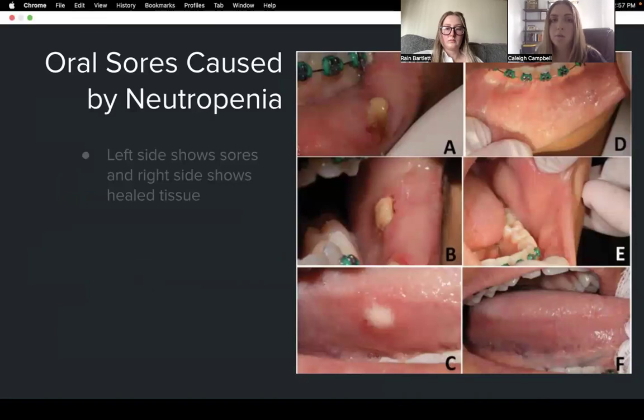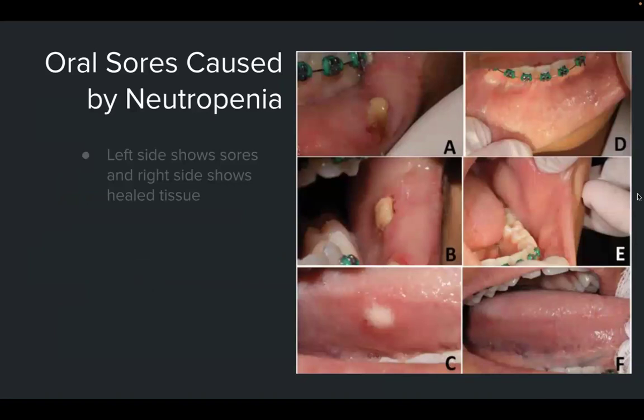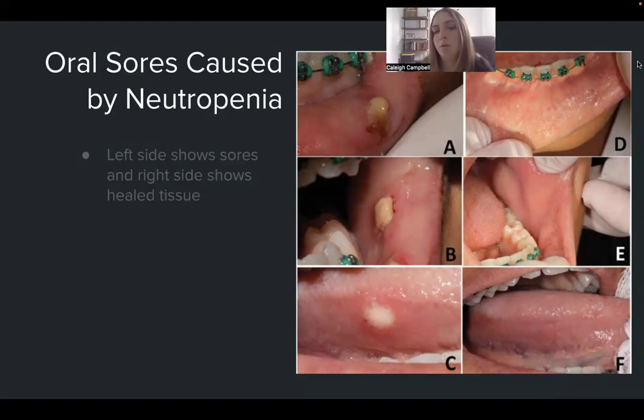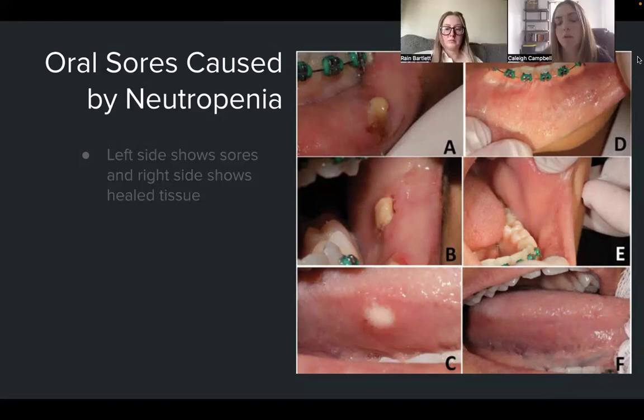This neutropenia can also cause oral sores. So I just found a picture that shows on the left side, you can see those sores, and then the right side is after they have healed. I believe it said 10 days, and there's really not much the patient can do with this besides maybe doing the warm saltwater rinses or certain mouthwashes with antibacterial components.